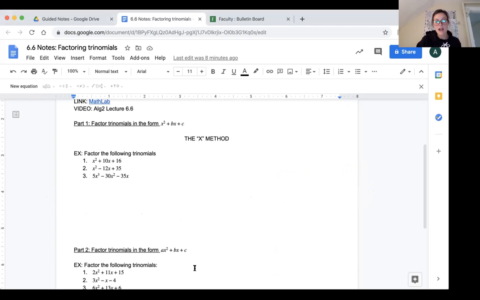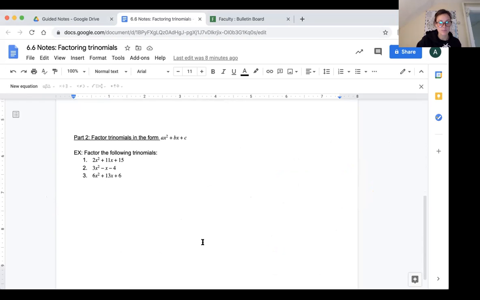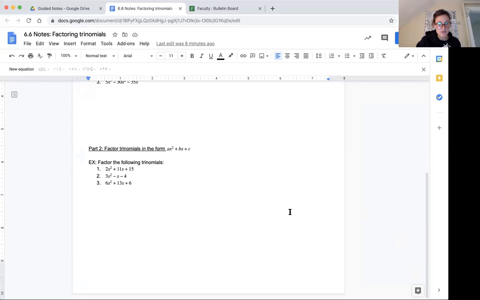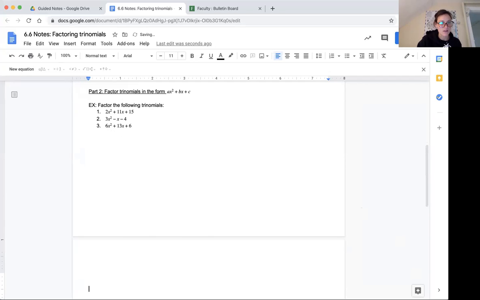All right. And now we're going to shake things up a little and make it a little more difficult. Part 2 is factoring trinomials in the form ax squared plus bx plus c. Okay, and we're still going to use our x method, but we are going to use it a little bit differently.